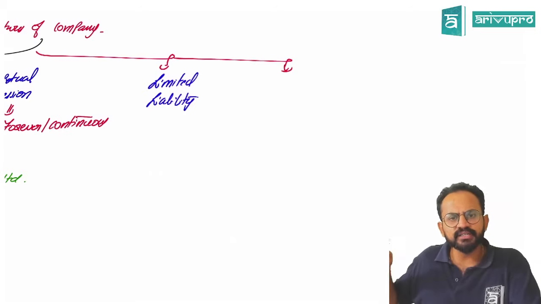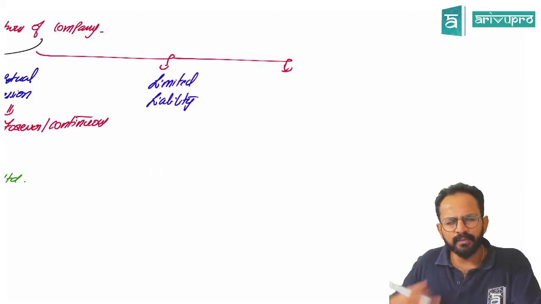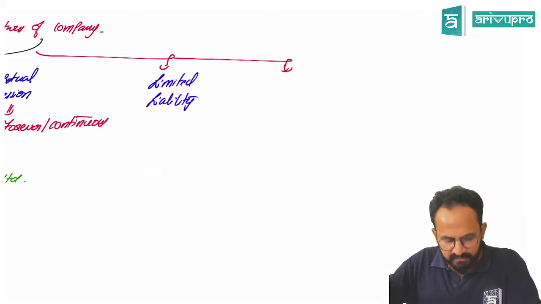We'll be doing it under the types of companies. We have company limited by liability and all. We'll be doing it there. I'll give you a cross reference.